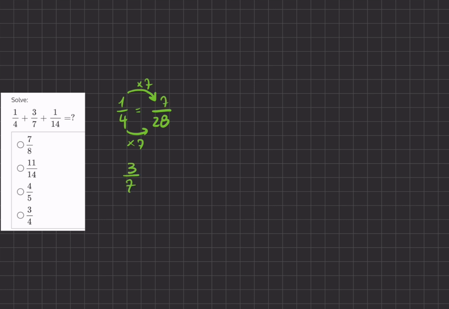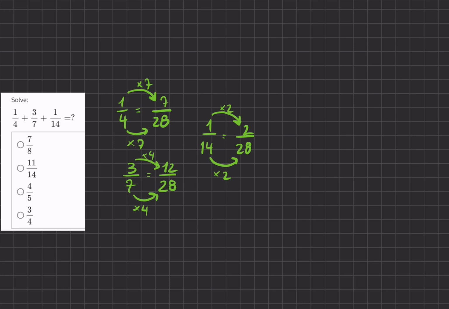3 over 7, we want to turn into 28. Now, to get from 7 to 28, we multiply by 4, and we'll do the same for the numerator, giving us 12 over 28. Now, our last fraction, 1/14, we want to turn into a common denominator of 28, so we multiply by 2. We multiply the denominator by 2, we multiply the numerator by 2, and that gives us 2 over 28.